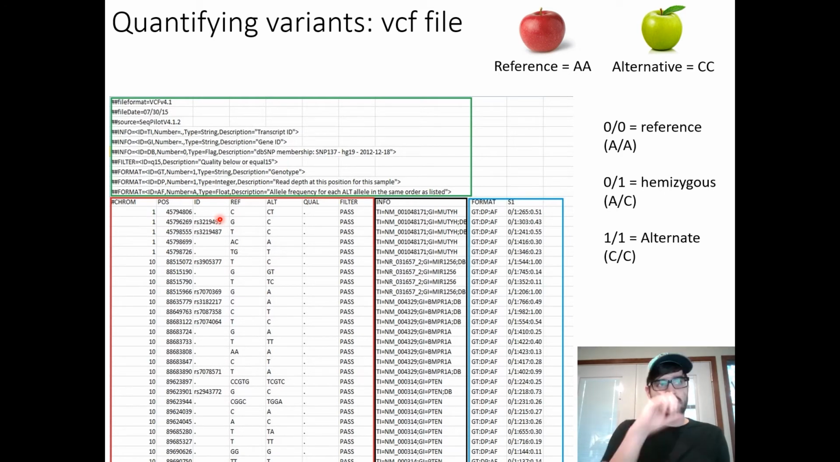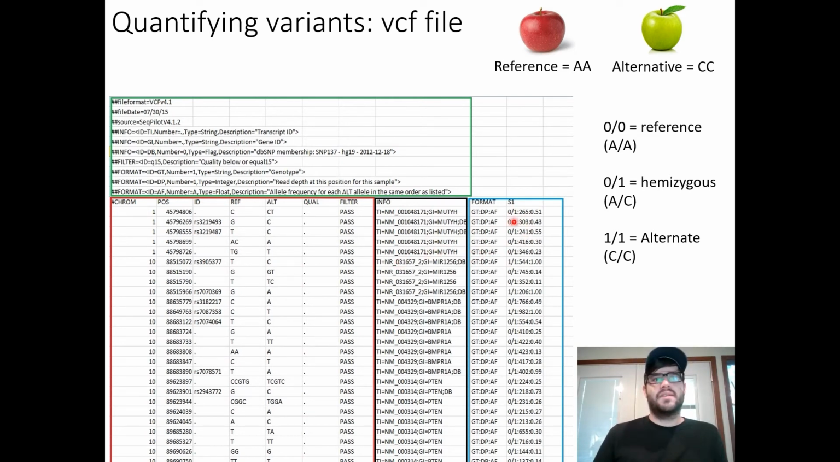The reference here would be, in this case, a C. The alternative here is an indel, or in this case, an insertion, where the reference is a C, and then the alternate has a C and a T. A quality score, which we don't always have. If it passes or fails, you're probably going to only have the passes here. And then this next group is various information. We won't really talk about that too much.